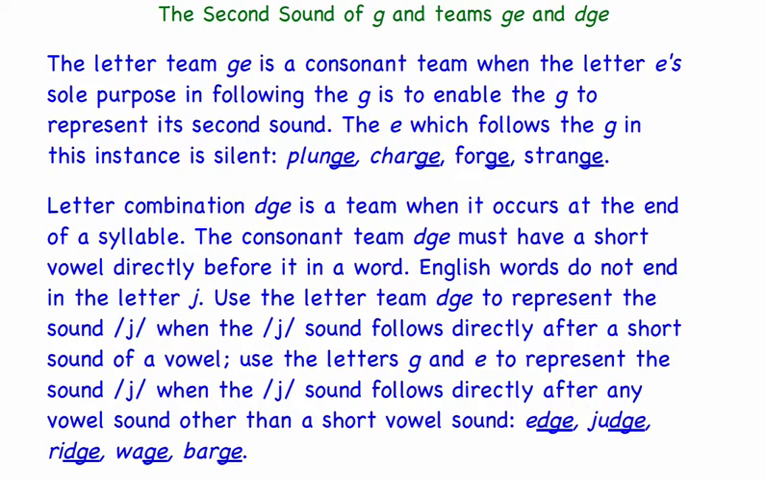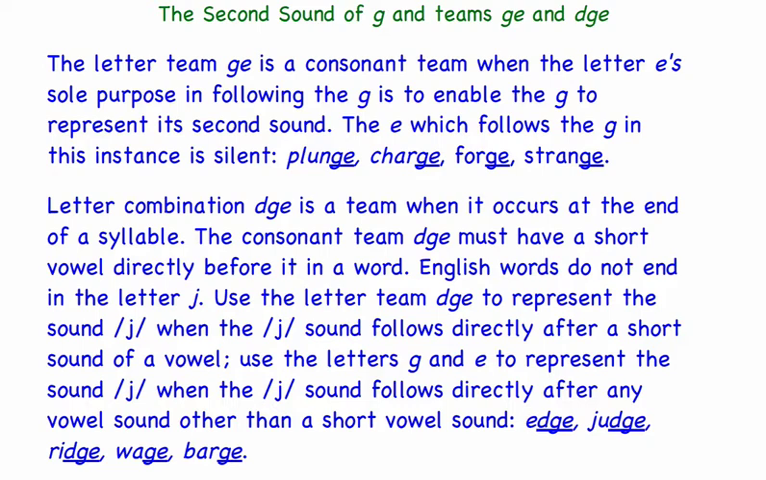But look at the last two words. In wage, you have a long vowel sound followed by J. So we don't use DGE there because you must have a short vowel to use DGE. So if you have any other sounds, you use just GE and you don't use the D in front of the GE. And the same with barge. In barge, the vowel team AR is right in front of the sound J, so we're going to use GE to represent the sound J.